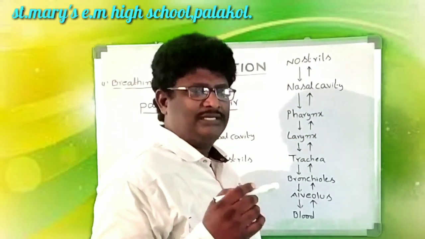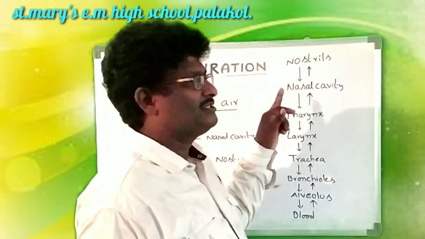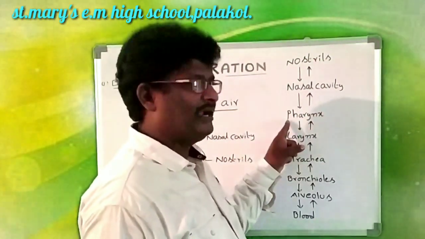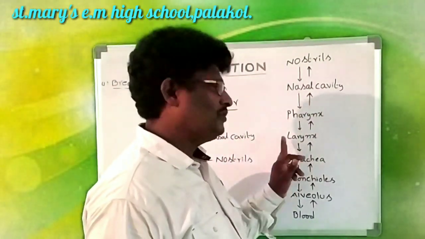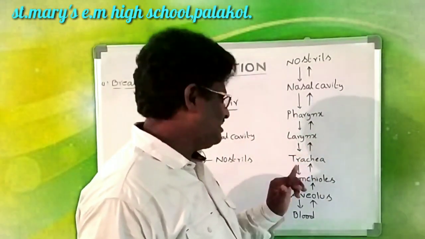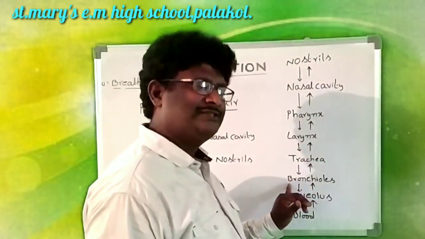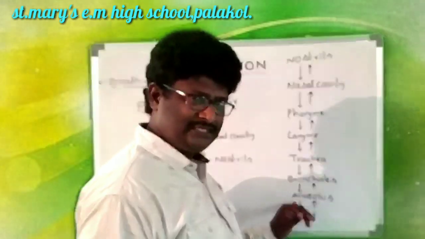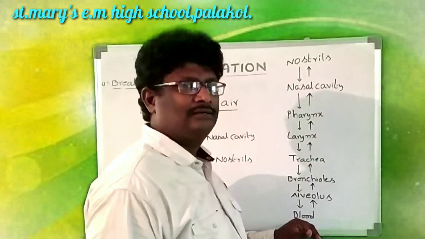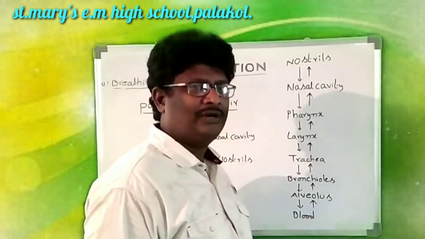The air first enters into our body through nostrils, from the nostrils to nasal cavity, from the nasal cavity to pharynx, from the pharynx to larynx, from the larynx to trachea. Trachea is divided into bronchioles. Next, from each bronchiole it enters into alveolus, alveolus to blood. So, this blood enters into each and every part of our body.